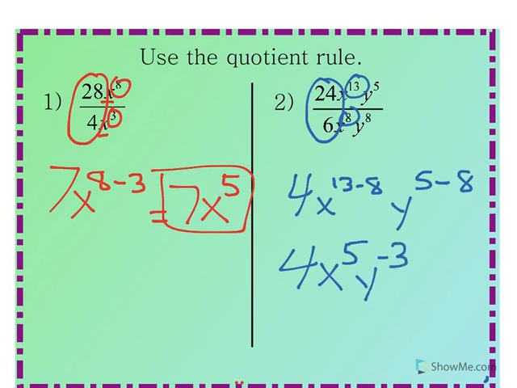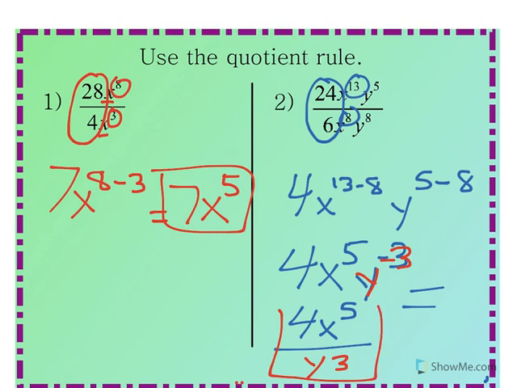Do you see anything that needs to be simplified? I'm hoping that you see the 4 and the x to the 5th do not need to move. It is only the y that has the negative exponent. So only the y gets sent to the denominator for its reciprocal to become a positive exponent. The final answer is 4x to the 5th over y cubed. Once you have that down, go ahead and move on.